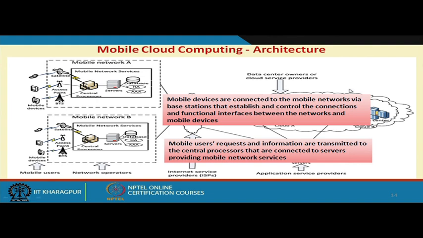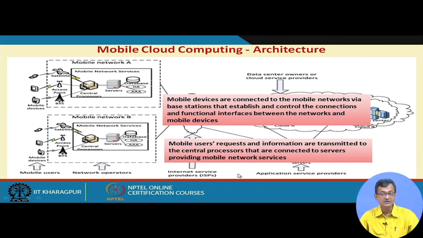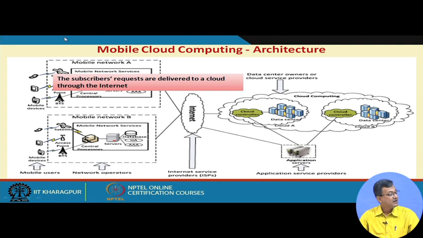So, mobile devices are connected to the mobile networks via base stations, which establish and control the connection of functional interface between the network and the mobile devices. Mobile user requests the information. So, as more devices connect to the base station, the mobile user requests are transmitted to the central processing and are collected by the server providing those services. So, there is a transmission of the data. The subscriber requests are delivered to the cloud through the internet, right. The subscriber should be transparent to that.